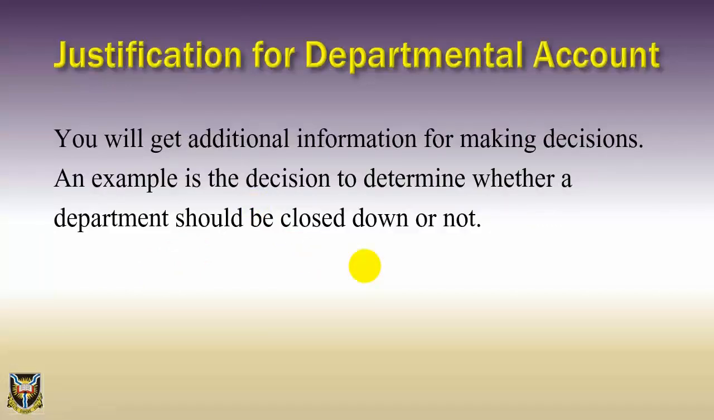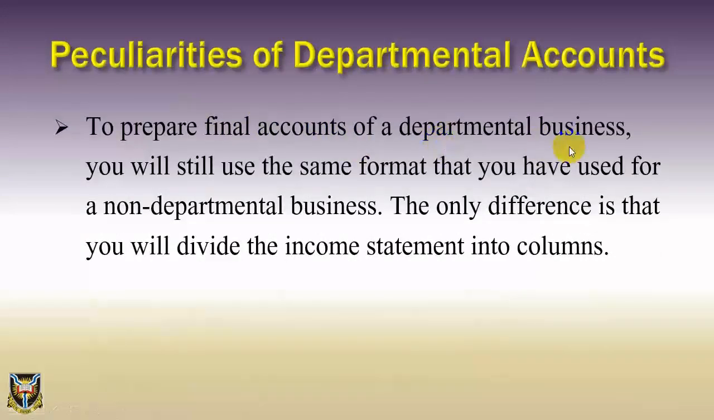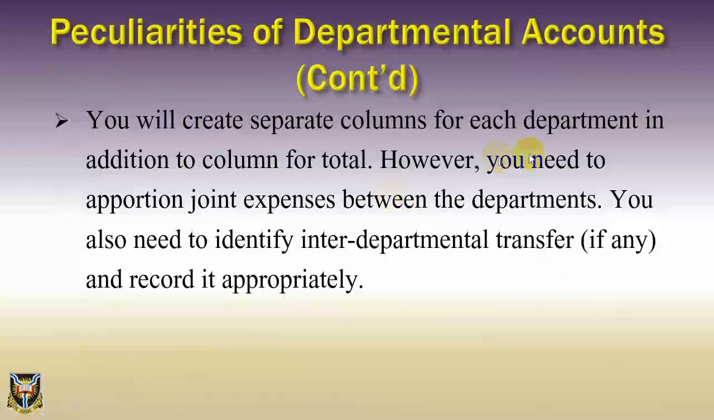B. Peculiarities of departmental accounts. To prepare final accounts of a departmental business, you will still use the same format that you have used for a non-departmental business. The only difference is that you will divide the income statement into columns. You will create separate columns for each department in addition to a column for total. However, you need to apportion joint expenses between the departments. You also need to identify interdepartmental transfers, if any, and record them appropriately.